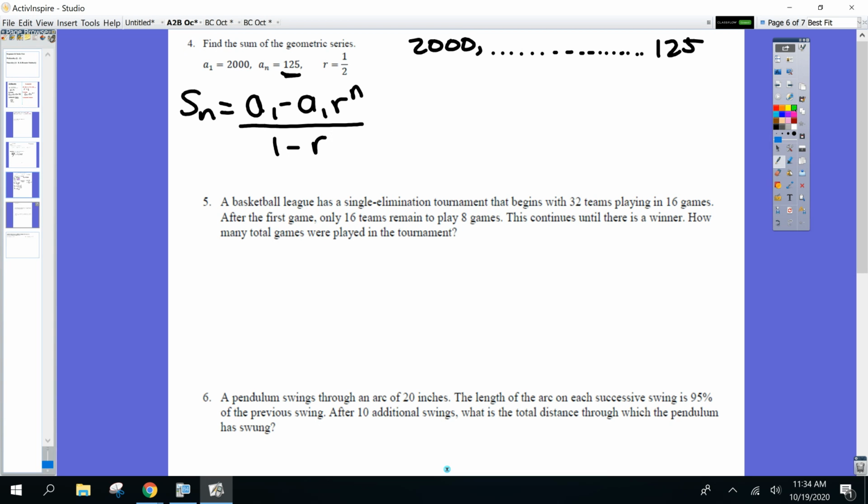Ready? I got 2,000. What should be the next term? Here we go. 1,000. 2,000 times 1/2. So I got 1,000. Next term. 500. Next term. 250. And then 125. So how many terms? And I get it, you could just do it real quick, but let's use the formula. How many terms are you adding up? 5 terms. So now I know my N value. The sum of the first 5 terms is 2,000 minus 2,000 times 1/2 raised to the 5th, all over 1 minus 1/2.